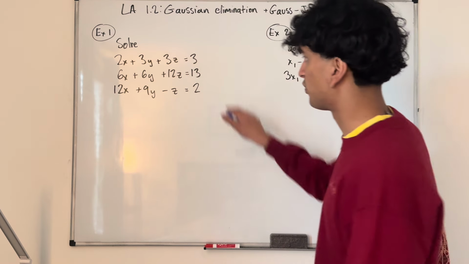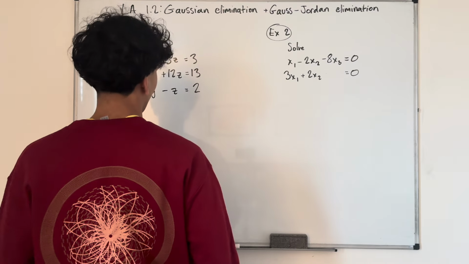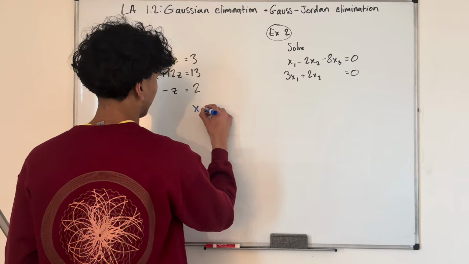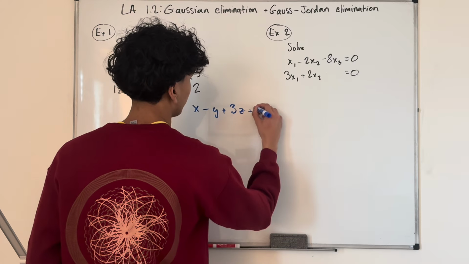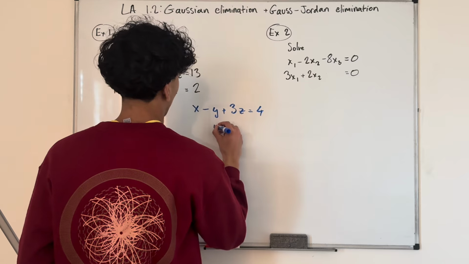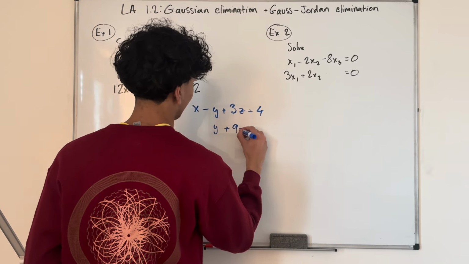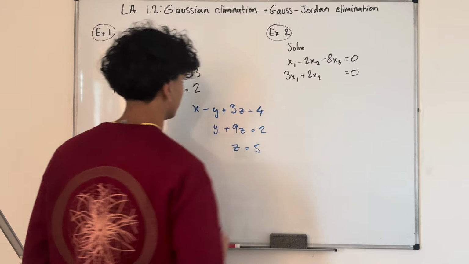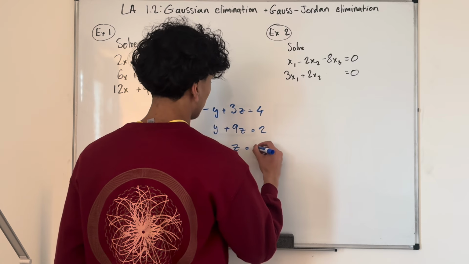This is example one. This is a completely different system of linear equations I'm about to write. So let's say we had x minus y plus 3z equals 4, and then y plus 9z equals 2, and then z equals 5. All right, that's a little bit big. Let's say z equals -1.